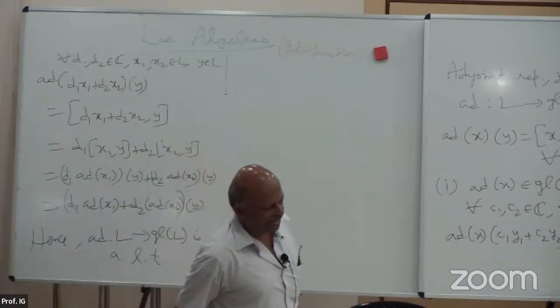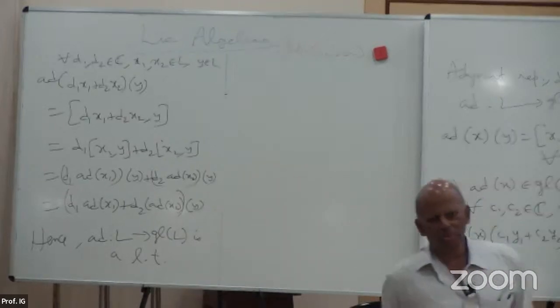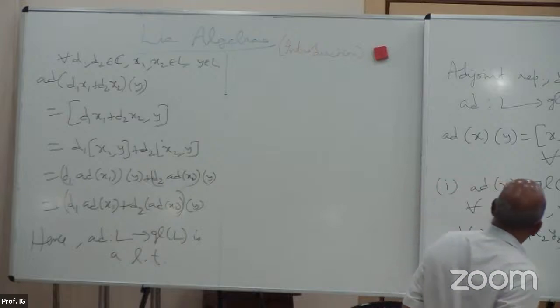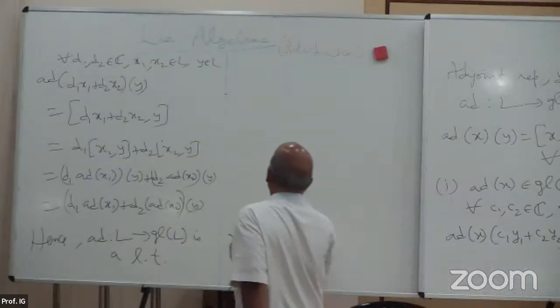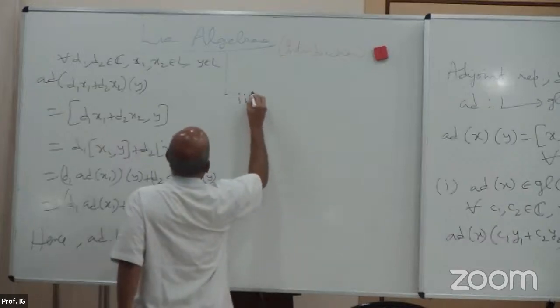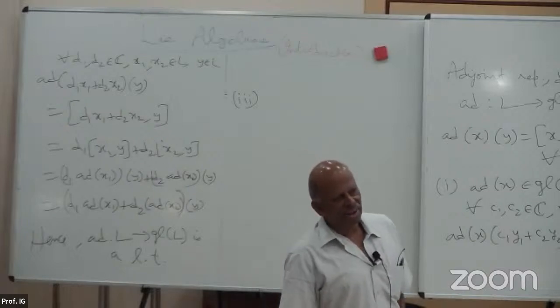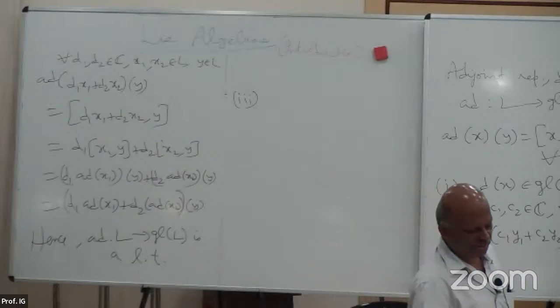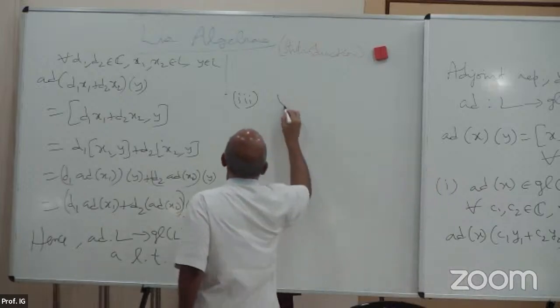So ad is a representation is what we are trying to prove. First, it has to be a linear transformation between two vector spaces. And then the last one, it has to satisfy the property of a Lie algebra homomorphism. So Lie algebra homomorphism means the Lie bracket [ad x, ad y] should be equal to ad [x, y]. This is what we have to show.